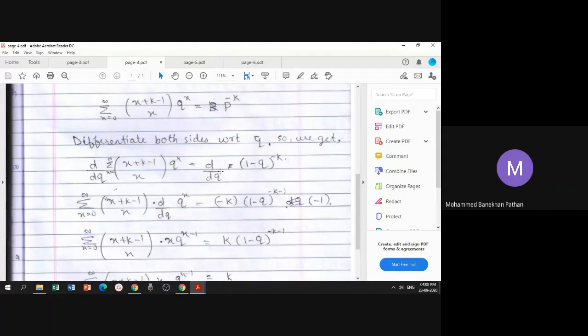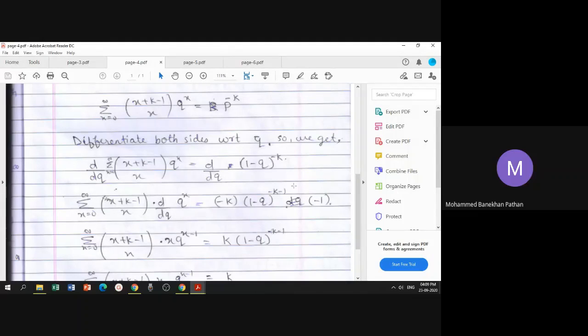The same thing on the right hand side: d by dq of (1 minus q) whole bracket power minus k. Now what is 1 minus q? From where does it come? If you compare this with the earlier step, you can easily see it is nothing but 1 minus q, because in the definition of NBD, p plus q is 1, and I replaced p by 1 minus q. I think all of you understand this step. I operate only by d by dq, left side and right side.